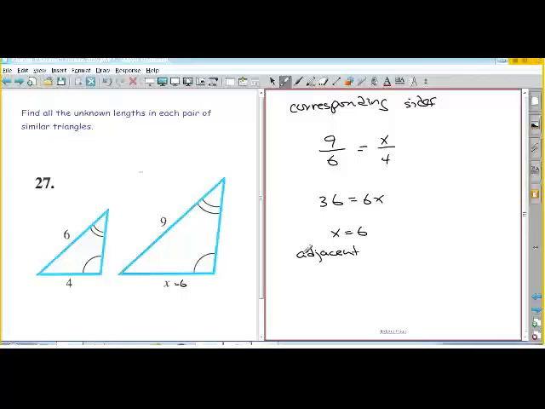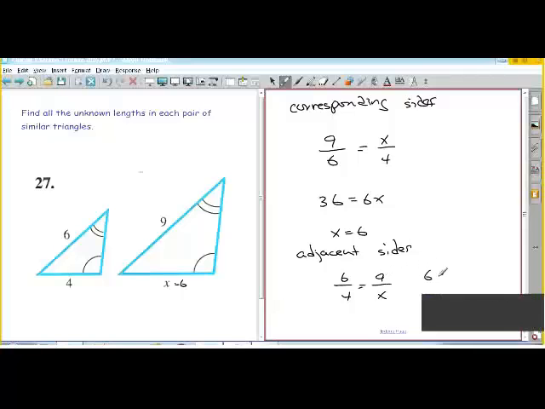Now if I do adjacent sides, I'm going to compare this with that and this with that. So I'll have 6 divided by 4 is equal to 9 divided by x. If I cross multiply, I'll get the same thing. 6x equals 36, and x is equal to 6. So either way, you get the same answer. So those are real easy, I mean, those kinds of calculations.